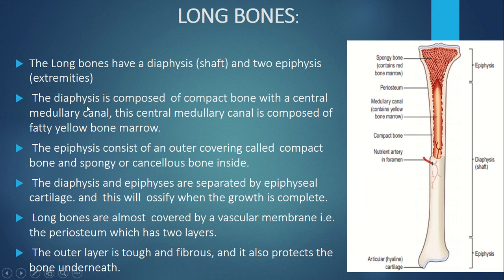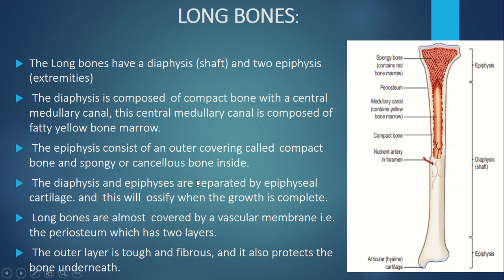Now you can read. The diaphysis is composed of compact bone with a central medullary canal. This central medullary canal is composed of fatty yellow bone marrow, as we saw already. The epiphysis consists of an outer covering of compact bone and a spongy or cancellous bone inside. So only this epiphysis, this end part, contains the spongy bone inside and the compact bone outside.